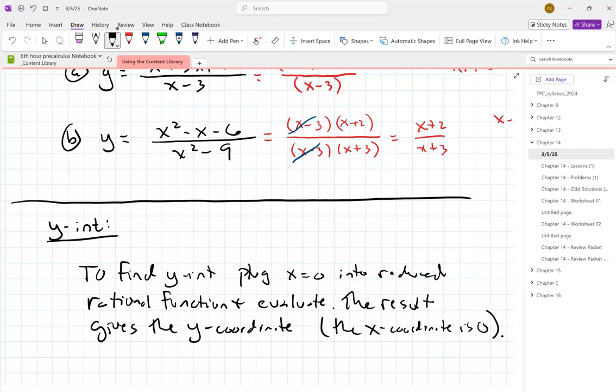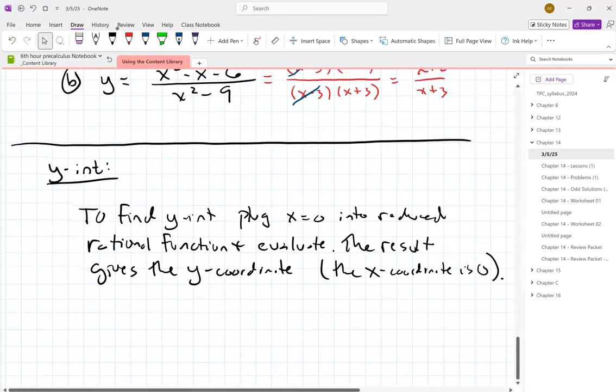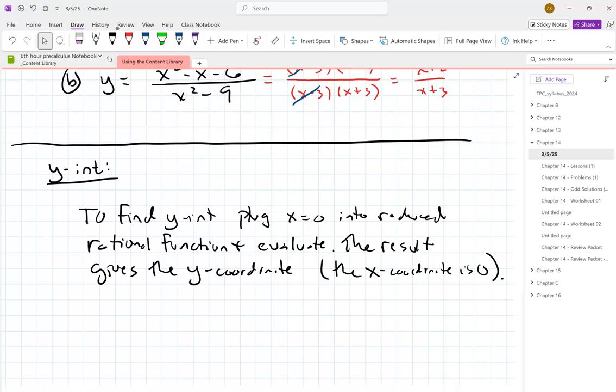So to find a y-intercept, we just plug x equals 0 into the reduced rational function and evaluate. The result gives us the y-coordinate. The x-coordinate is always just 0. So this is the easiest one typically. Most students don't have any problem here.